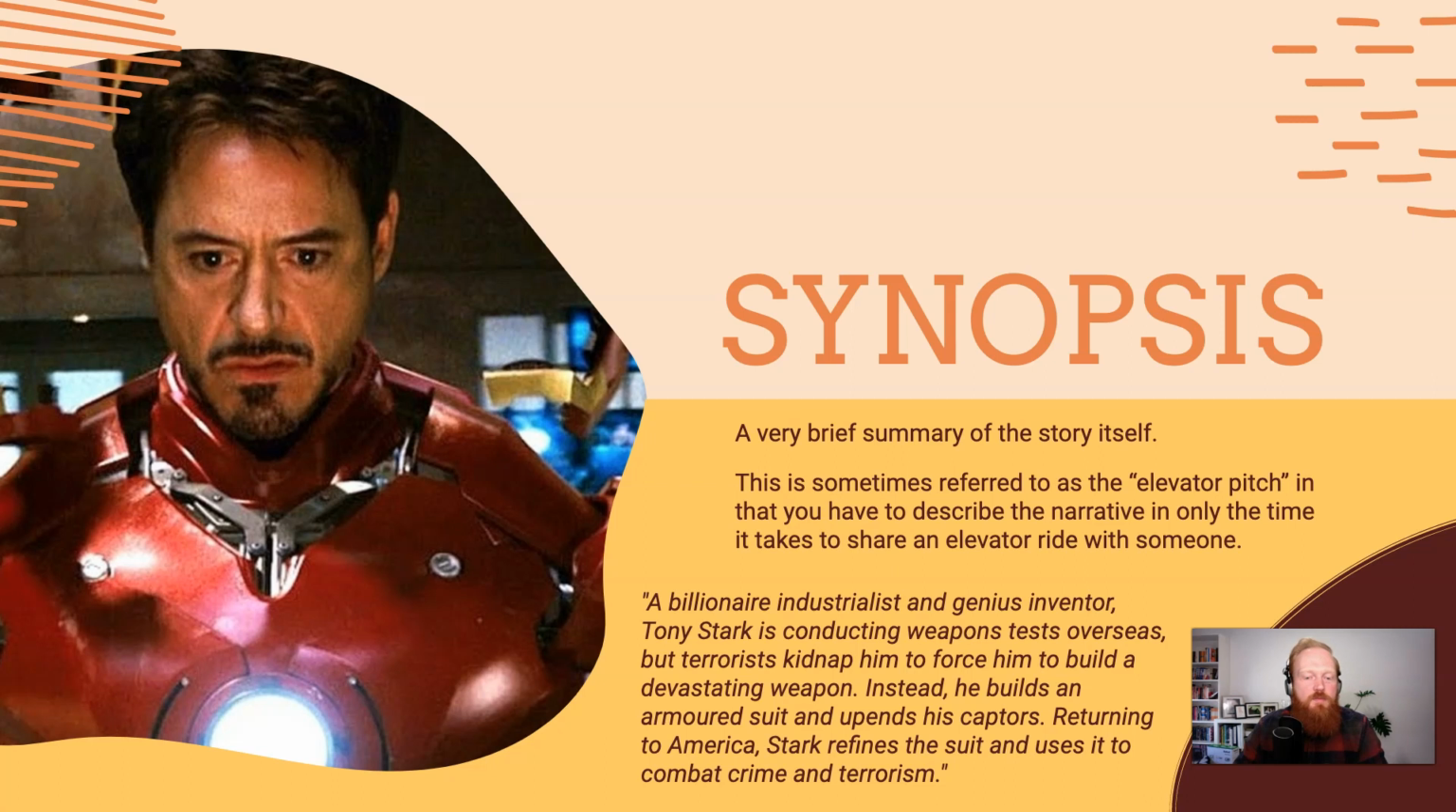So for a film that we're familiar with, Iron Man, the synopsis is a billionaire industrialist and genius inventor, Tony Stark, is conducting weapons tests overseas, but terrorists kidnap him and force him to build a devastating weapon. Instead, he builds an armored suit and upends his captors. Returning to America, Stark refines the suit and uses it to combat crime and terrorism. That's the overview of what Iron Man's about. There's certainly heaps of scenes that we've glossed over. We haven't mentioned certain other characters that are significantly involved. This is the 30-second summary of what the story is about.